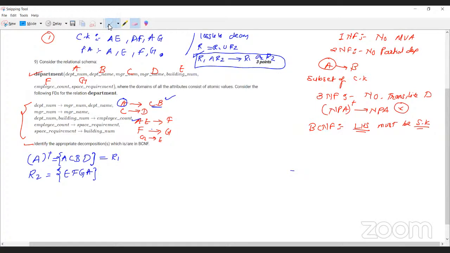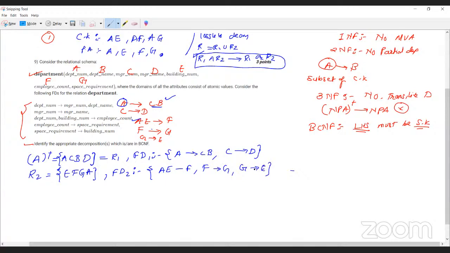R1, R2. Now, what are the applicable functional dependencies for R1? I will write it as FD1. From A, CB is there, and C determines D is also there. AE determines F is not present, F determines G is not. For FD2, what are the applicable functional dependencies for relation R2 from the parent functional dependencies? AE determines F, F determines G, and G determines E. Are you getting what I'm doing here?